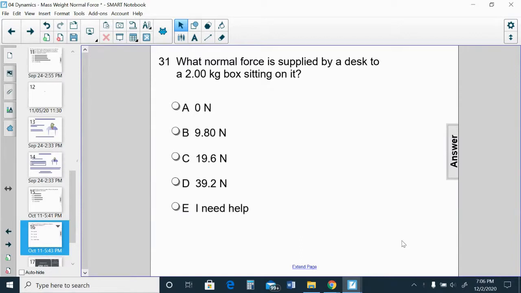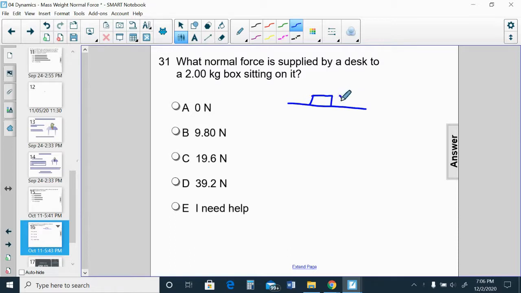What normal force is supplied by a desk to a 2 kilogram box sitting on it? Okay, to solve this problem, let's say we have our desk here. We have a box sitting on it, and that box weighs 2 kilograms. We know that we have the downward force here, mg, mass times gravity, or your weight. And since the box is sitting there, it's not accelerating, that means the net force must equal 0. So the normal force in this case will be equal in magnitude to the downward force, mg. It will just be in the opposite direction.